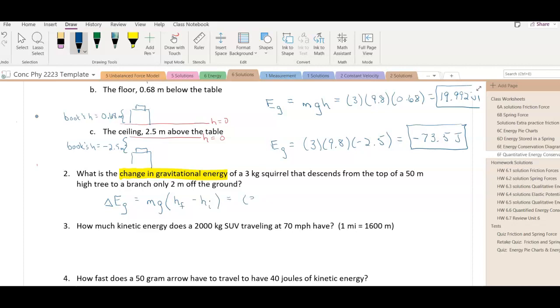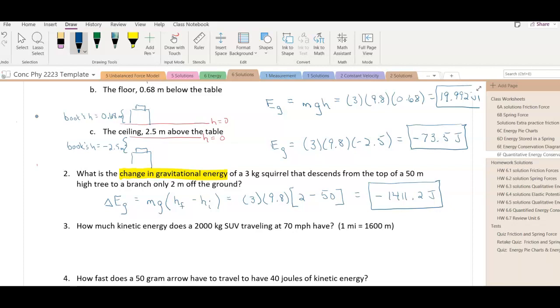Okay, so the squirrel has a mass of 3 kilograms, g is 9.8, the final height is 2, the initial height is 50. And so here we're going to get a negative change in EG because the squirrel has less gravitational potential energy as he comes to a lower branch. And so it's going to be negative 1,411.2 joules as he comes down from that very tall branch to one that's lower.